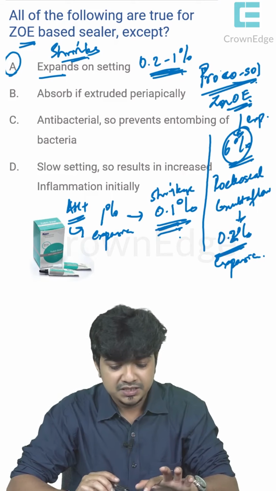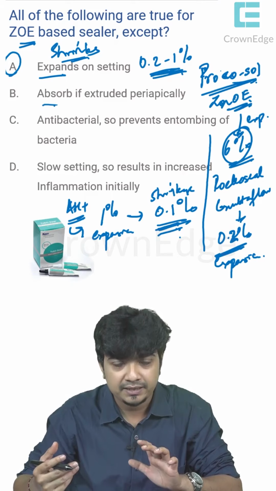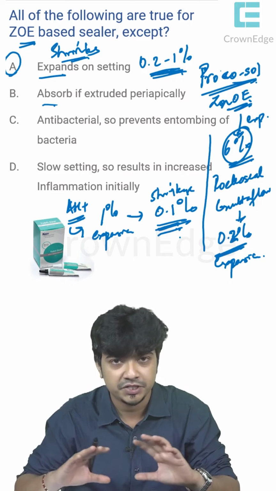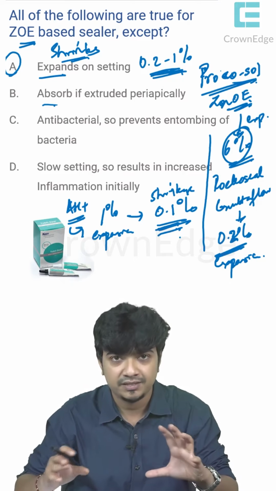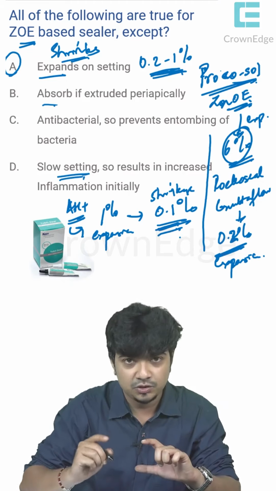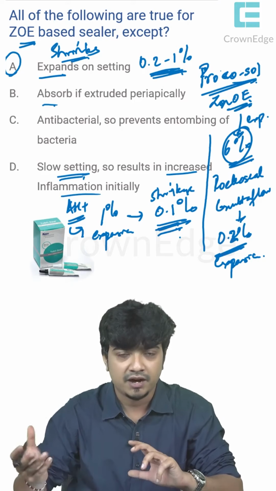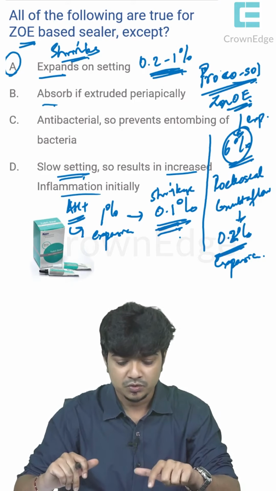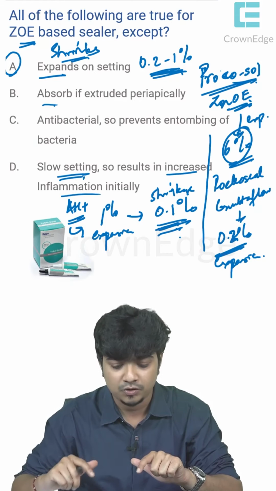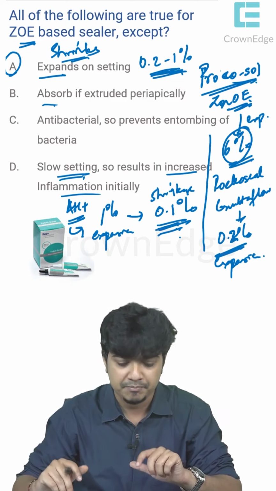Now the other points, let's just discuss quickly. It's also absorbed if it is extruded periapically over a period of time. It is resorbed into the periradicular tissues, which is completely normal. It does not cause severe inflammatory reactions. However, initially, because it's slightly slow setting, it results in increased inflammation only in the initial 2 or 3 days, after which the inflammation can drop. That is only when it is extruded apically, that is when it can cause a little bit of inflammation, which is transient and only a temporary effect.